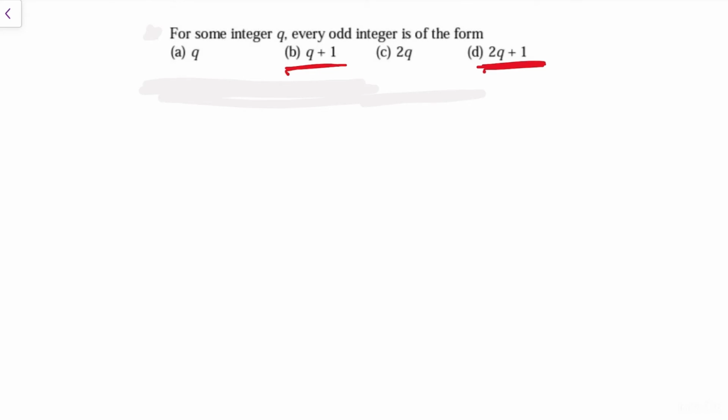So now in this case he is speaking about some integer q, right? Any integer we can take and substitute in its place. So it will always be satisfiable with only option D. If q is an integer, then the odd integer is of the form 2q + 1.